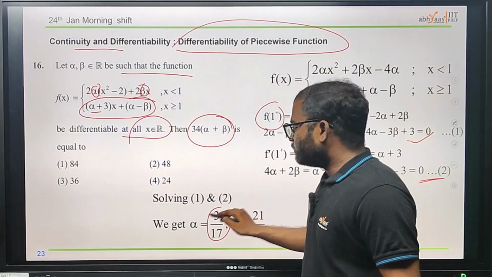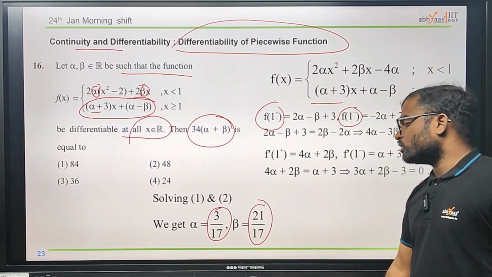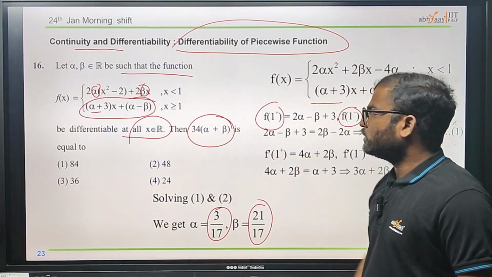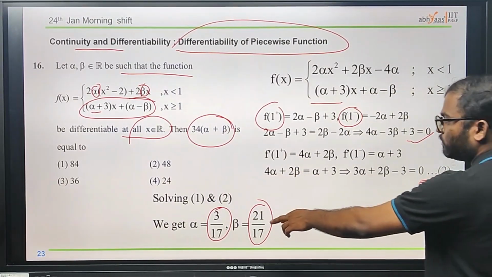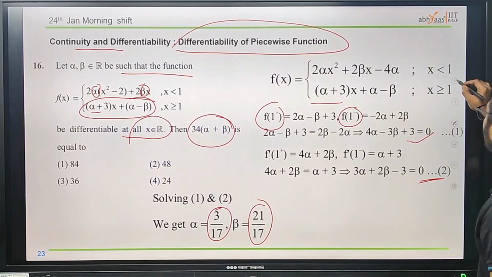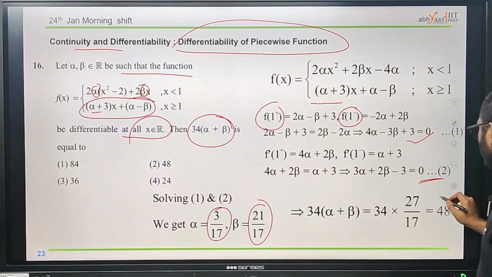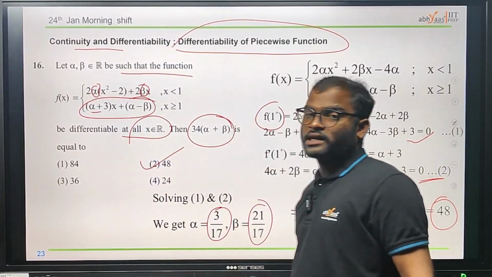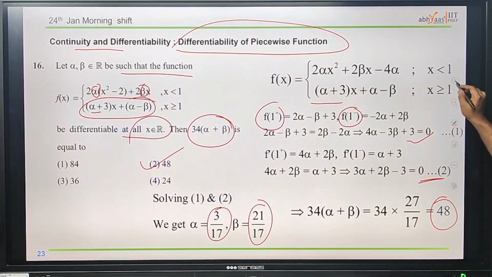Alpha is 3 by 17 and beta is equal to 21 by 17. Just adding those things, that means 17 times 2, I mean 3 plus 21 will be 24, 2 times 24, 48 will be our answer. Therefore the second option is the correct answer. That's how we got the answer for this.